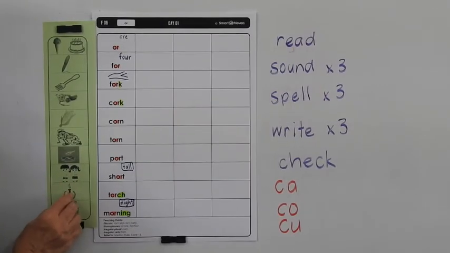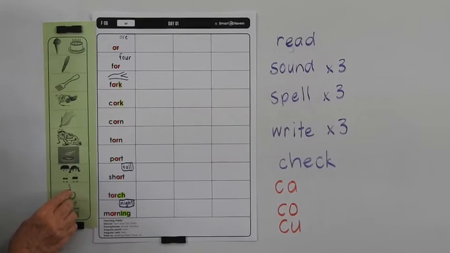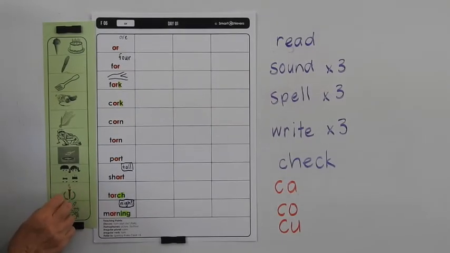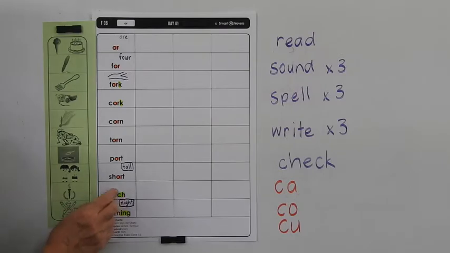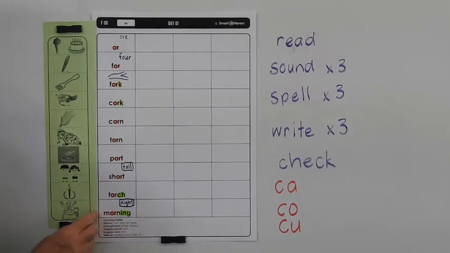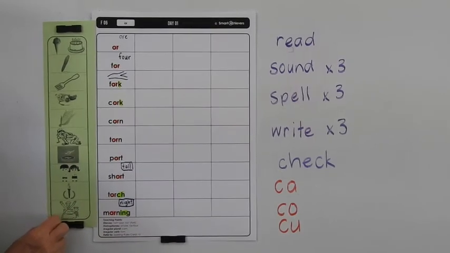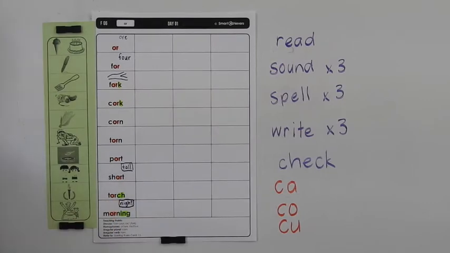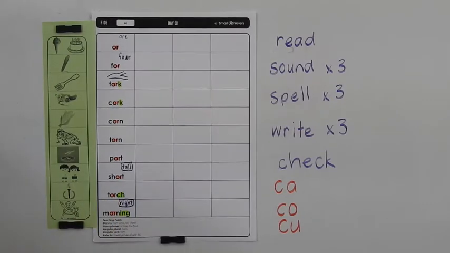Torch could be a beacon that we hold up at night time to help us see. Now we have torches which run with batteries, but in the olden days they just had to hold sticks up with fire on the end of them. But we can use a torch especially when we go camping. The morning is when you wake up, when the sun comes up, and the opposite to morning is night, where the sun goes down and we go to bed. So the morning's when you wake up.